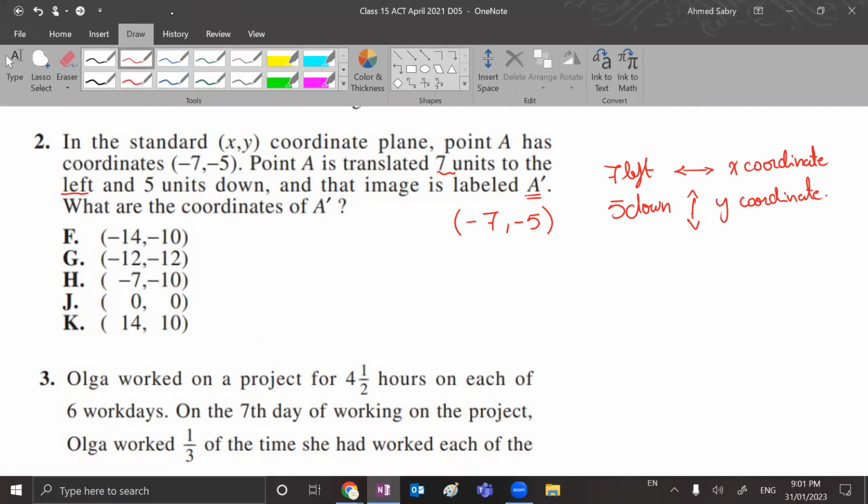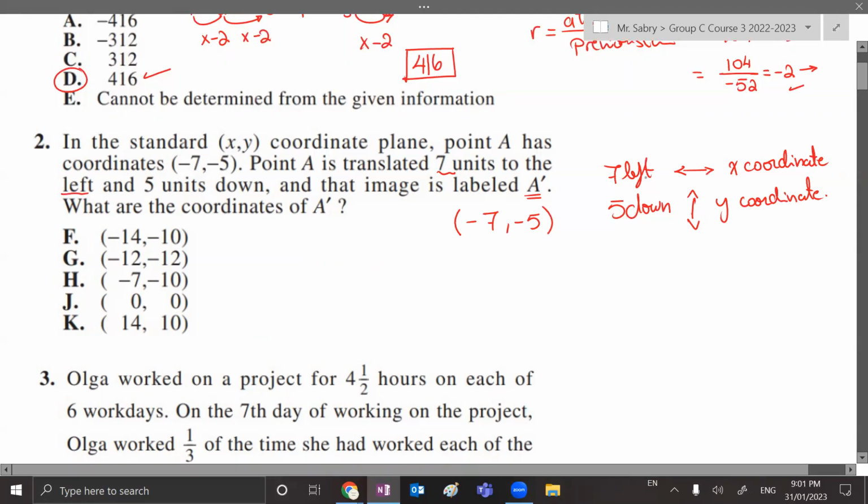So accordingly you can tell إن أنا ال 7 left يبقى I move positive ولا negative. 7 left is negative in this case. So I'm supposed to take the negative 7 and subtract منها another 7. يعني أعمل negative 7 minus 7. So the new x coordinate is negative 14.